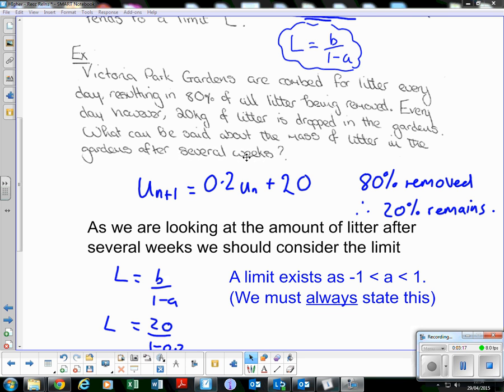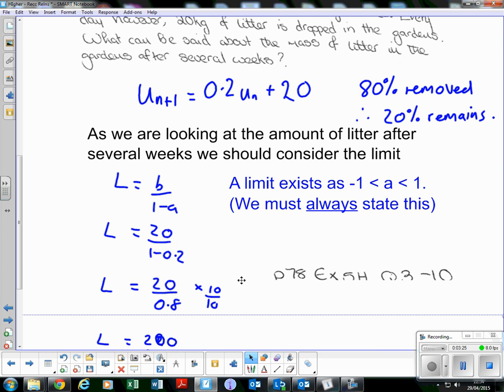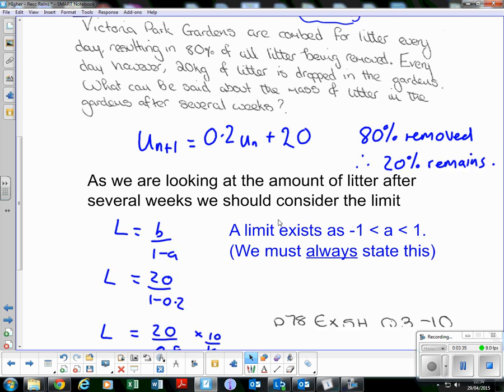We're asked to look after several weeks, so we could start pressing the buttons on the calculator, set it up, and have a look after 3 weeks, 4 weeks, 2 weeks. What does the word several mean? It sounds a little bit vague. What it's really asking for is to look at the limit. What will the amount of litter tend towards?